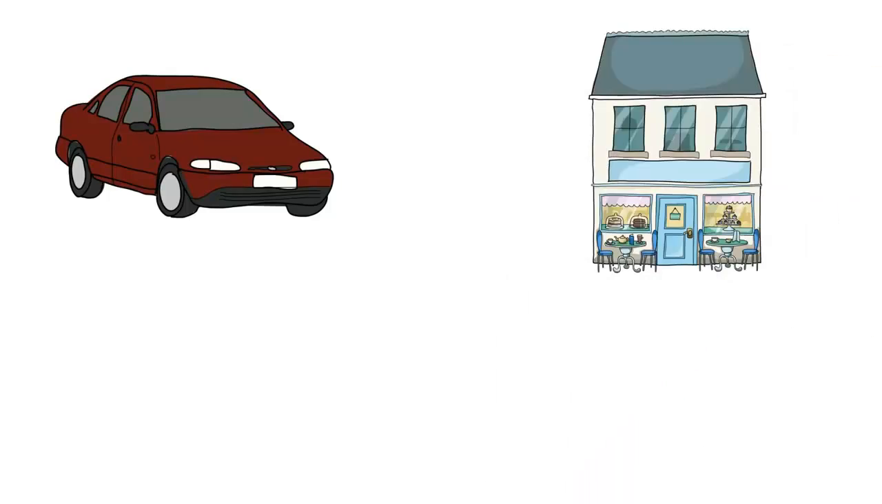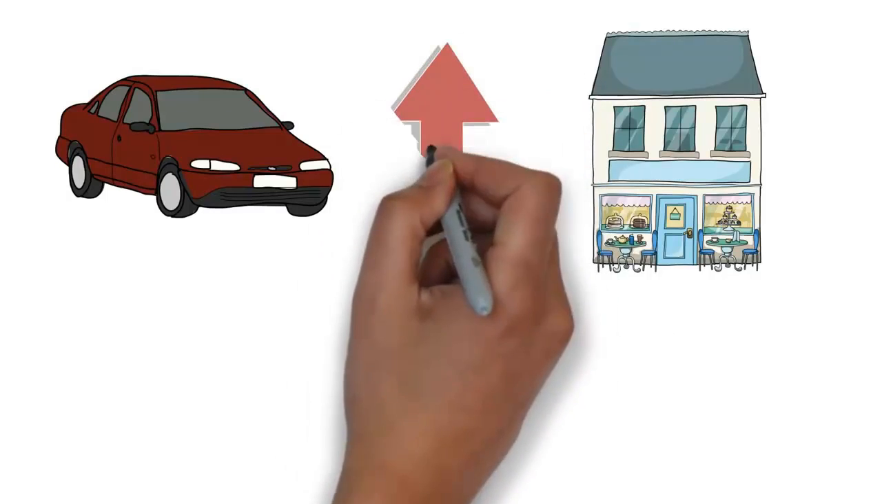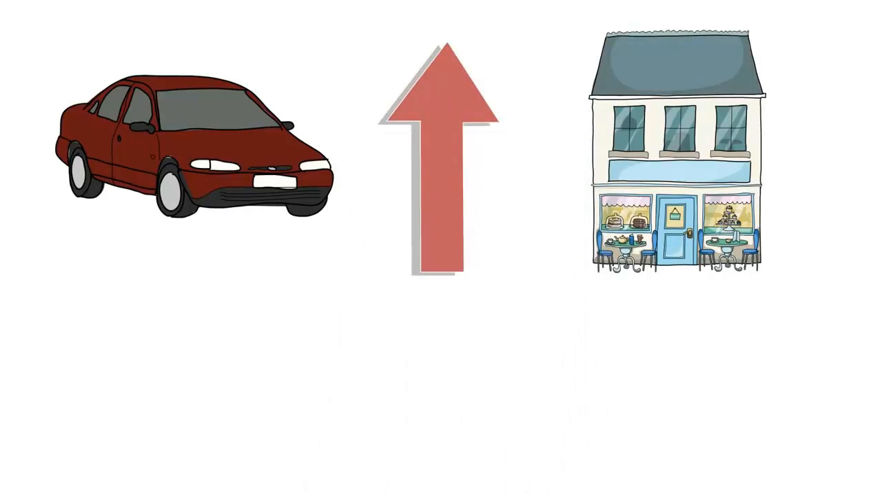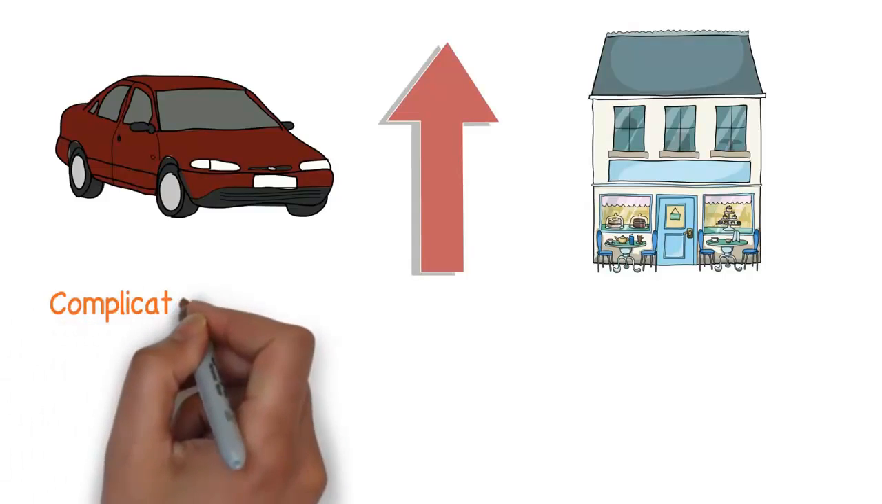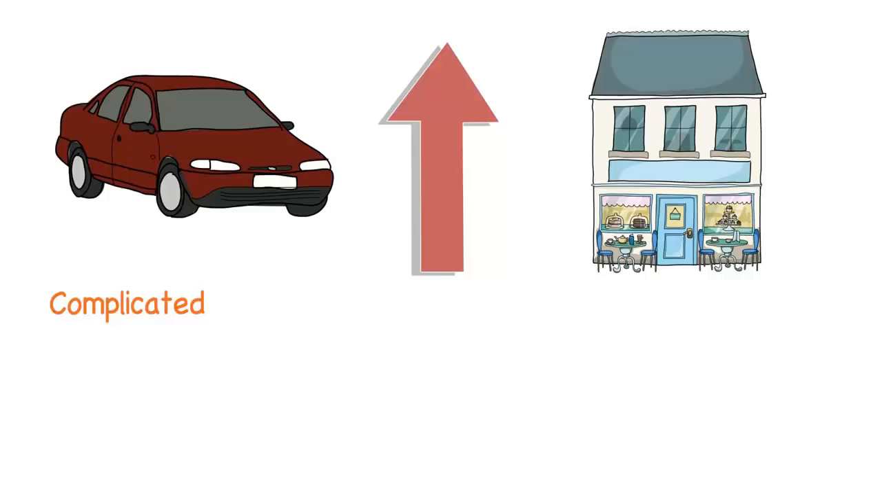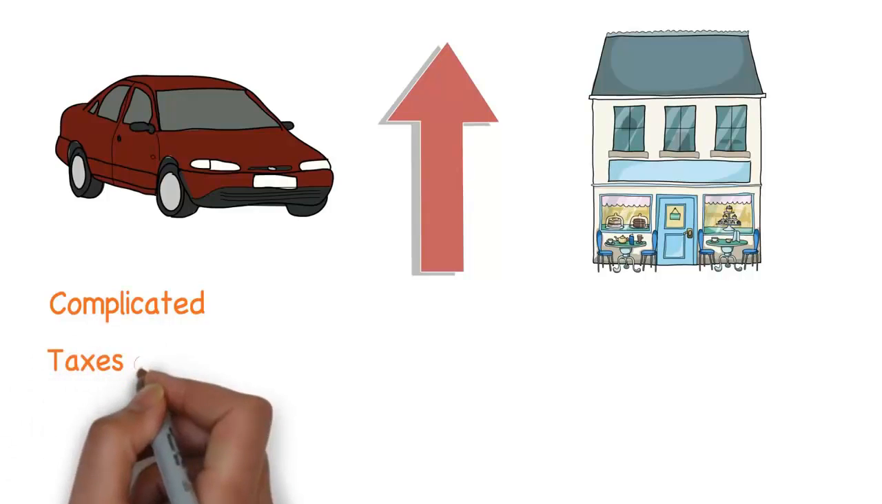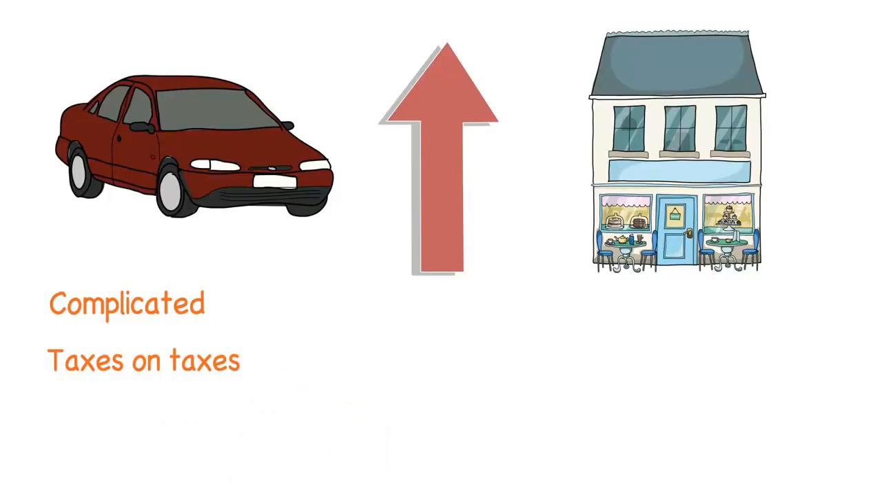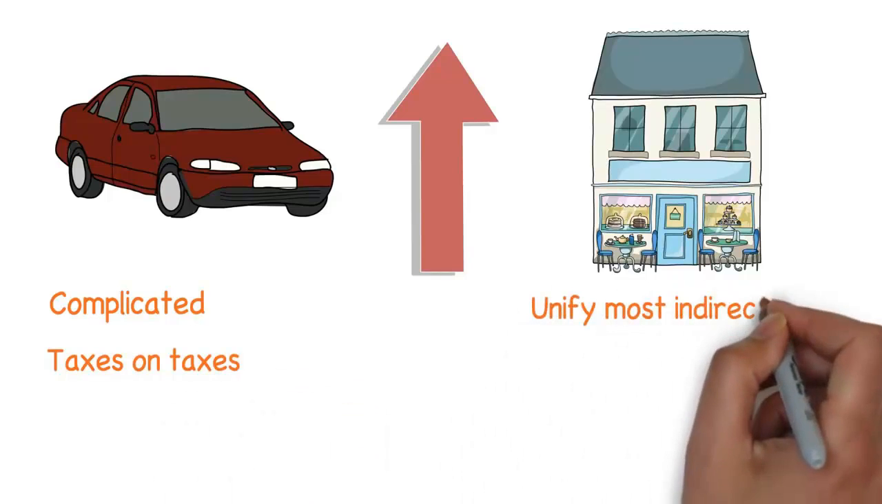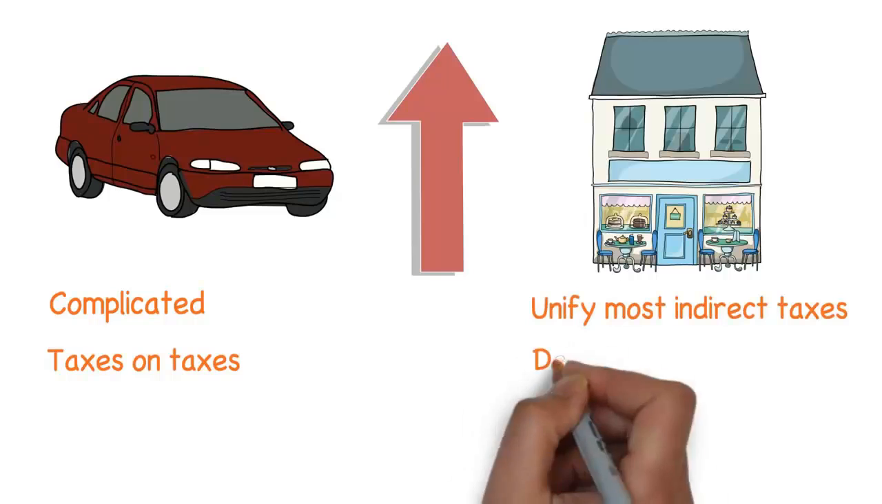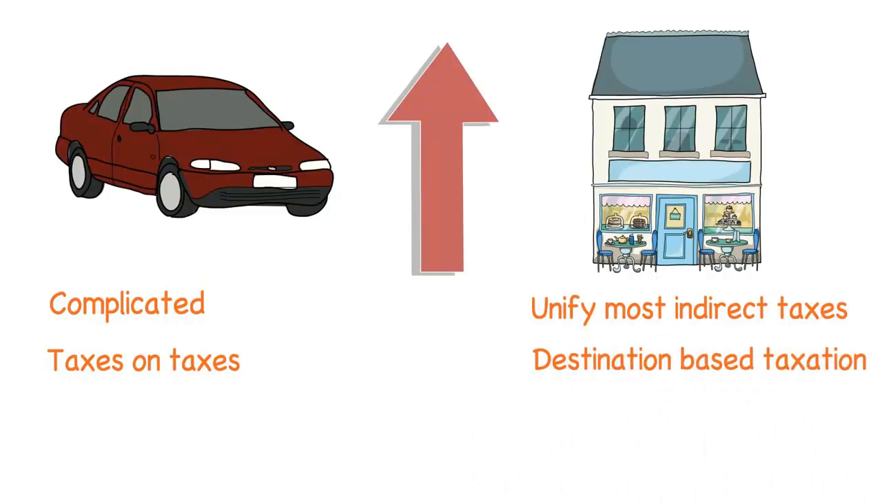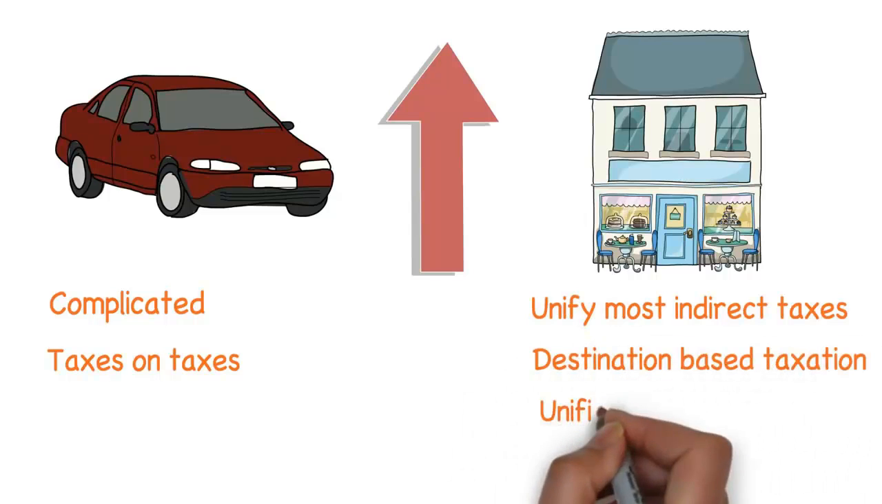Therefore, this multiplicity of taxes on goods and services has driven up the prices of goods and services and made taxation complicated. Further, the taxation is different for each state and businesses end up paying taxes on the paid taxes. GST attempts to unify most of the indirect taxes, make it destination-based taxation and make India a unified market.